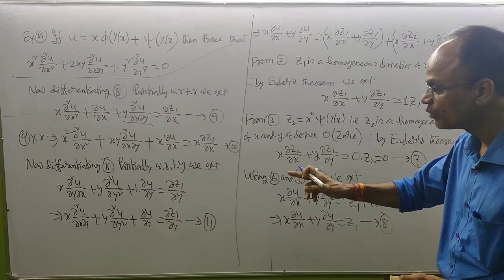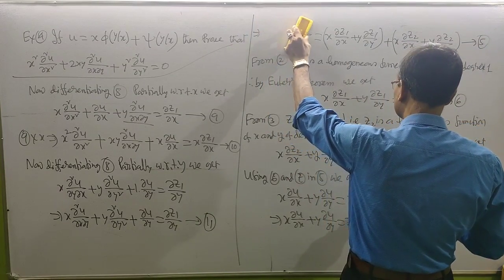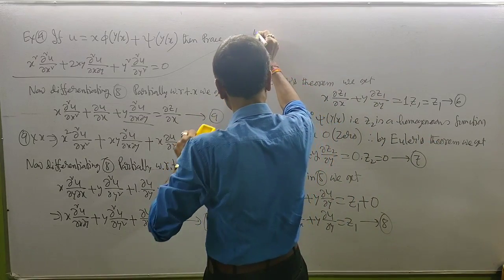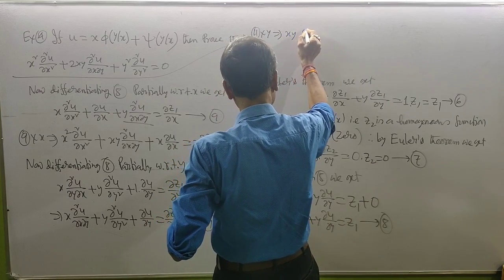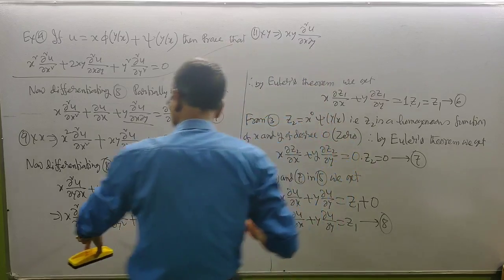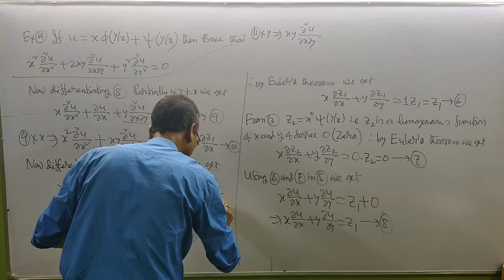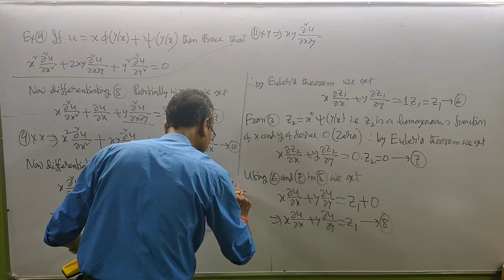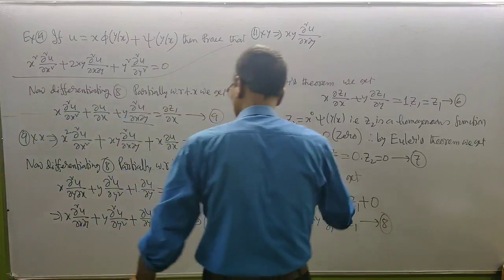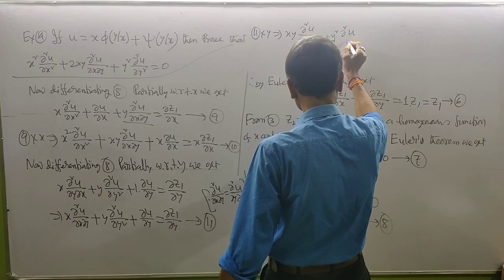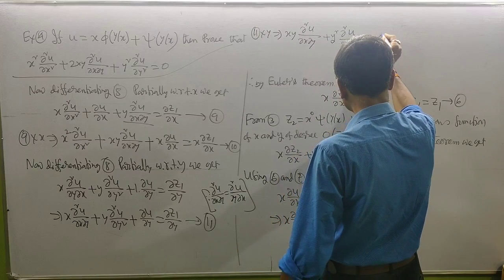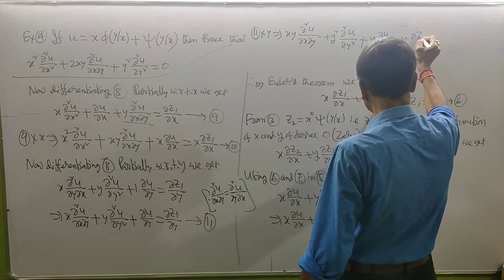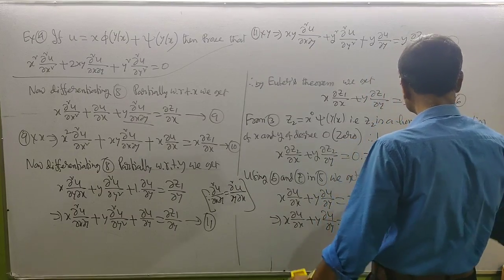Now, multiply 11 by y. We get xy ∂²u/∂x∂y, since ∂²u/∂x∂y equals ∂²u/∂y∂x, plus y² ∂²u/∂y² plus y ∂u/∂y equal to y ∂z1/∂y. Suppose this is number 12.